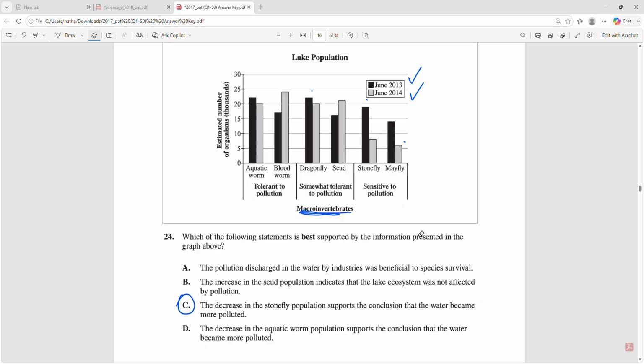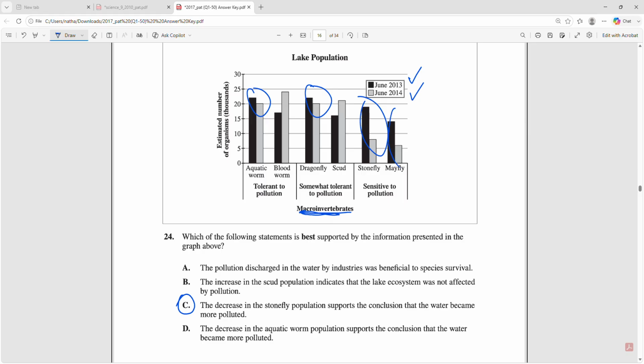There are 6 different species, and this one decreased, this one decreased, these ones decreased substantially. While these 2, yes, did increase, I don't think we can say that it was beneficial to species survival on the whole. So that's not correct.